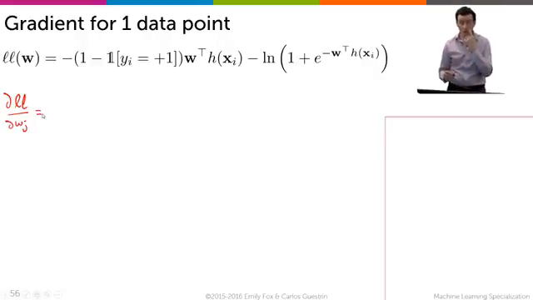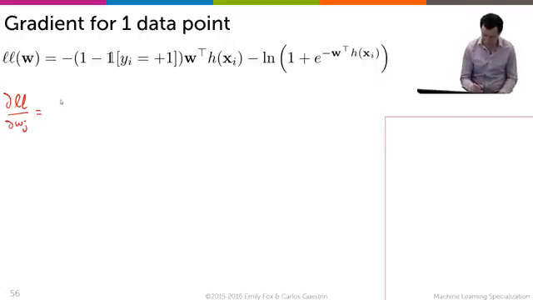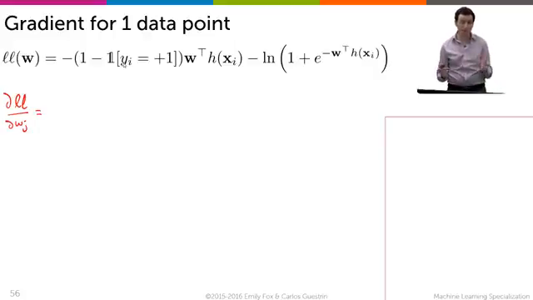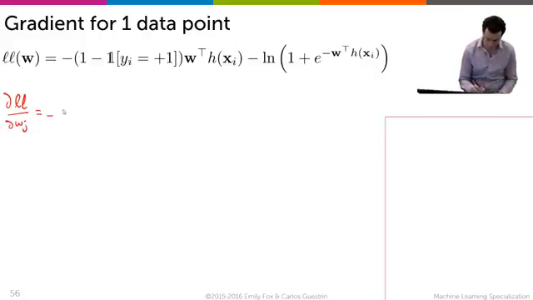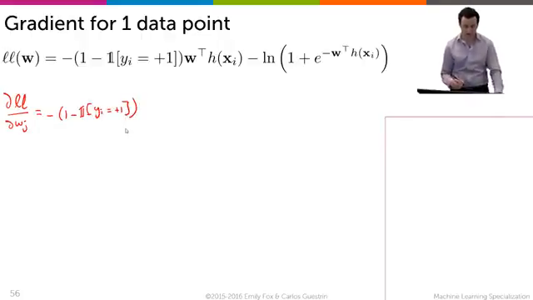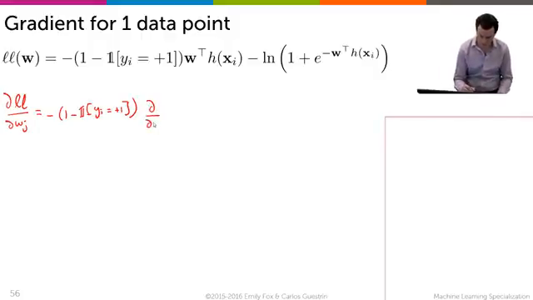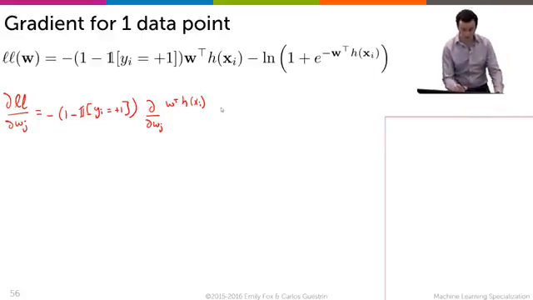So this is the sum of two terms. So it just becomes the derivative of the sum. So let's look at the first term. So minus 1 minus the indicator function, that doesn't depend on wj, so that can be pulled out. And so you just get minus 1 minus the indicator of yi is equal to plus 1, and whatever the partial derivative is with respect to wj of w transpose h of xi, and that's okay. And now we have the second term.